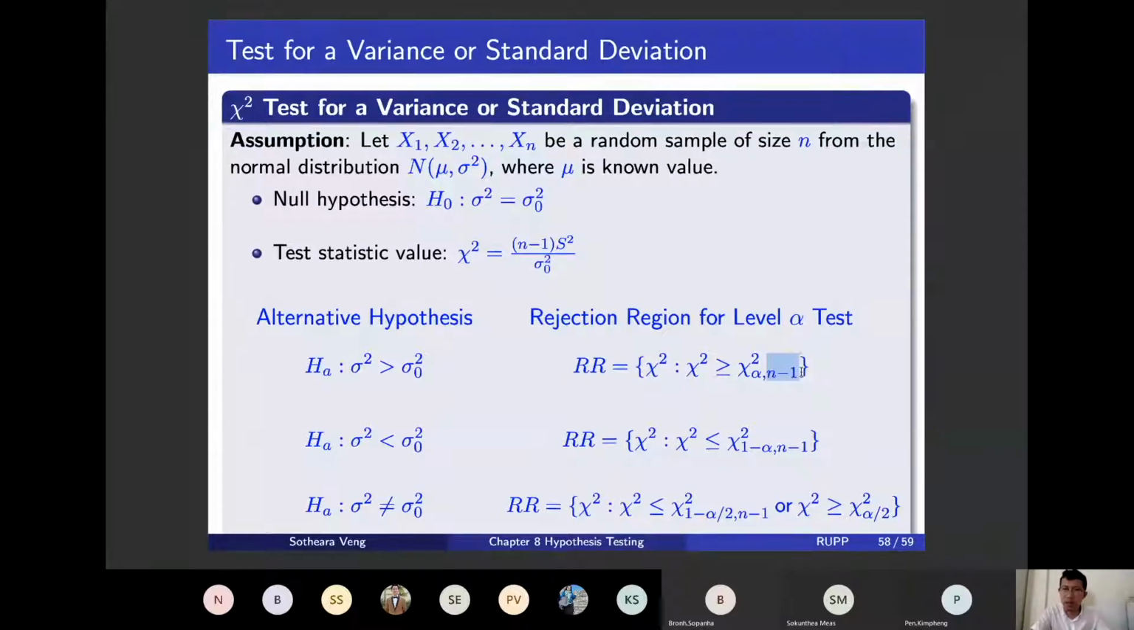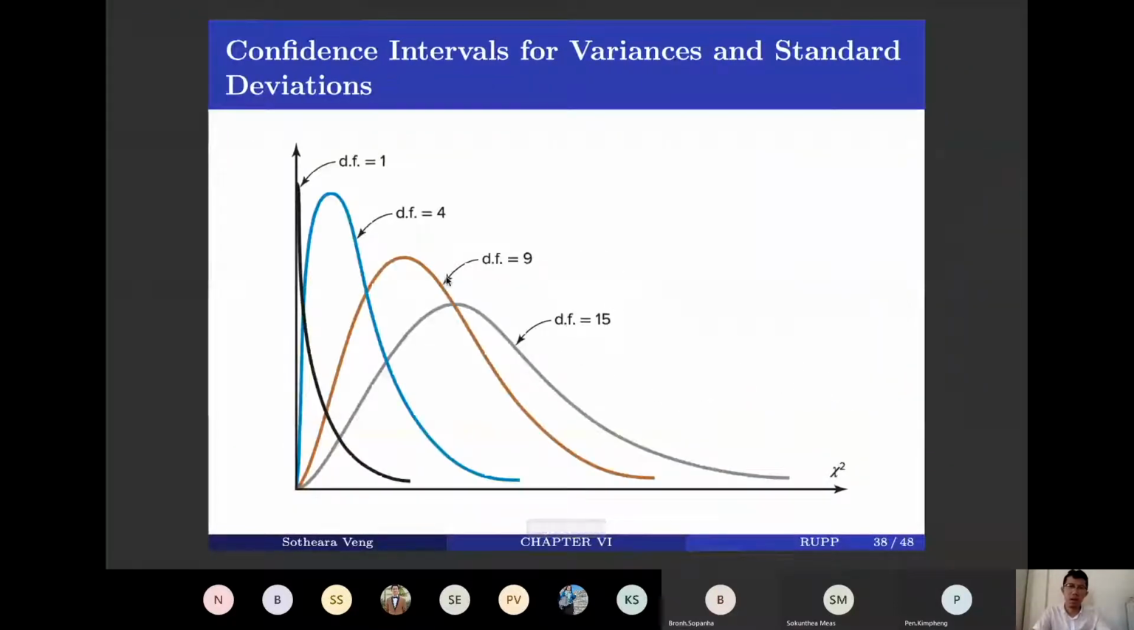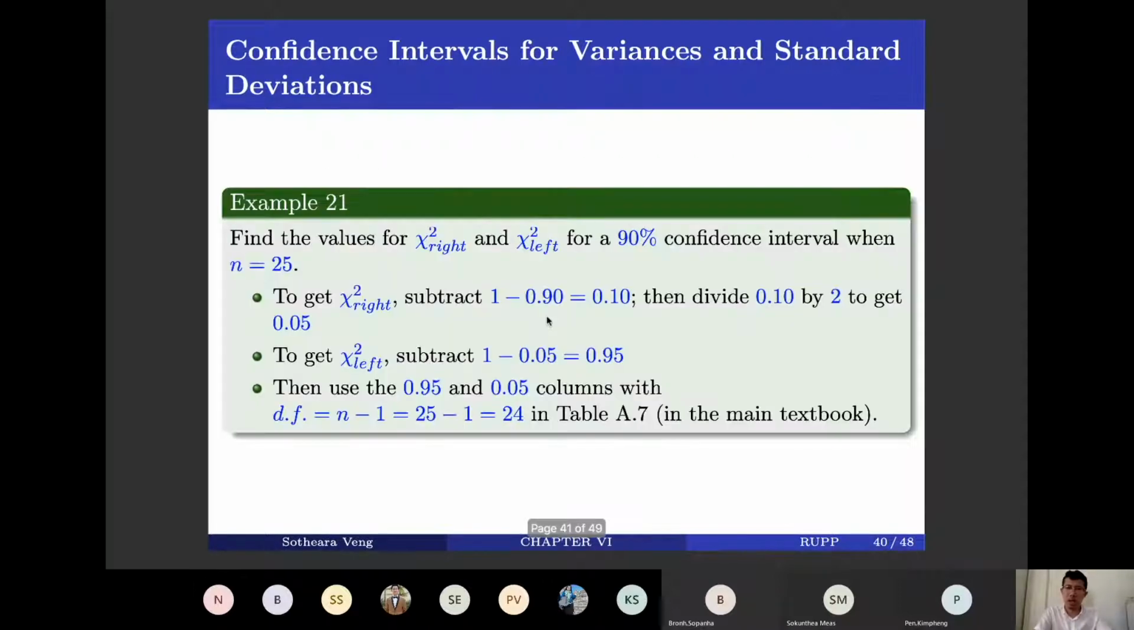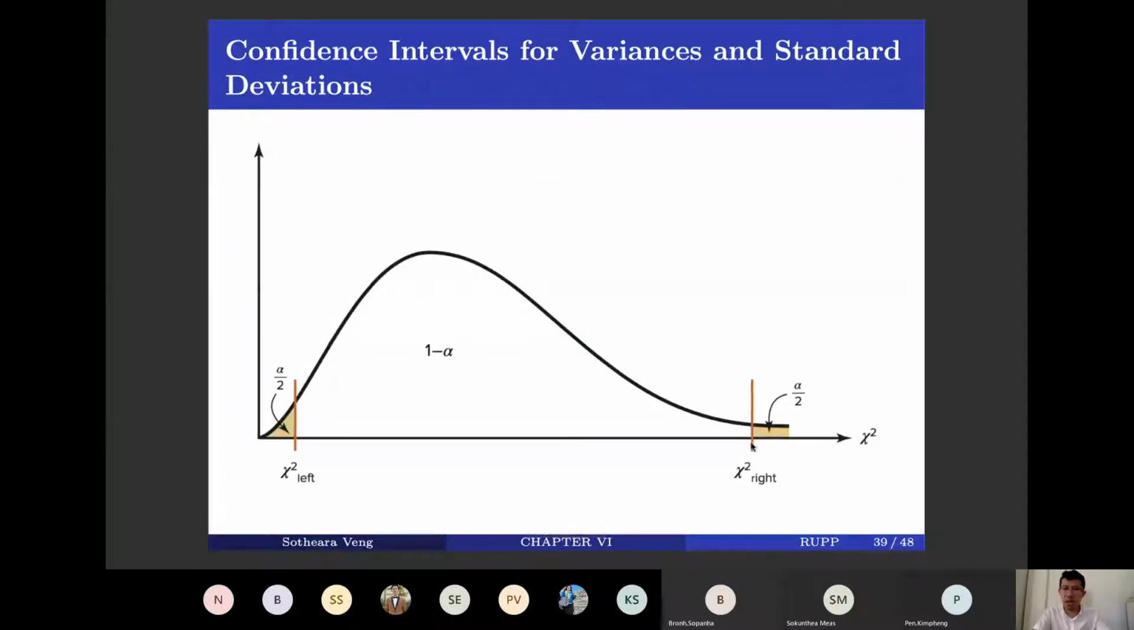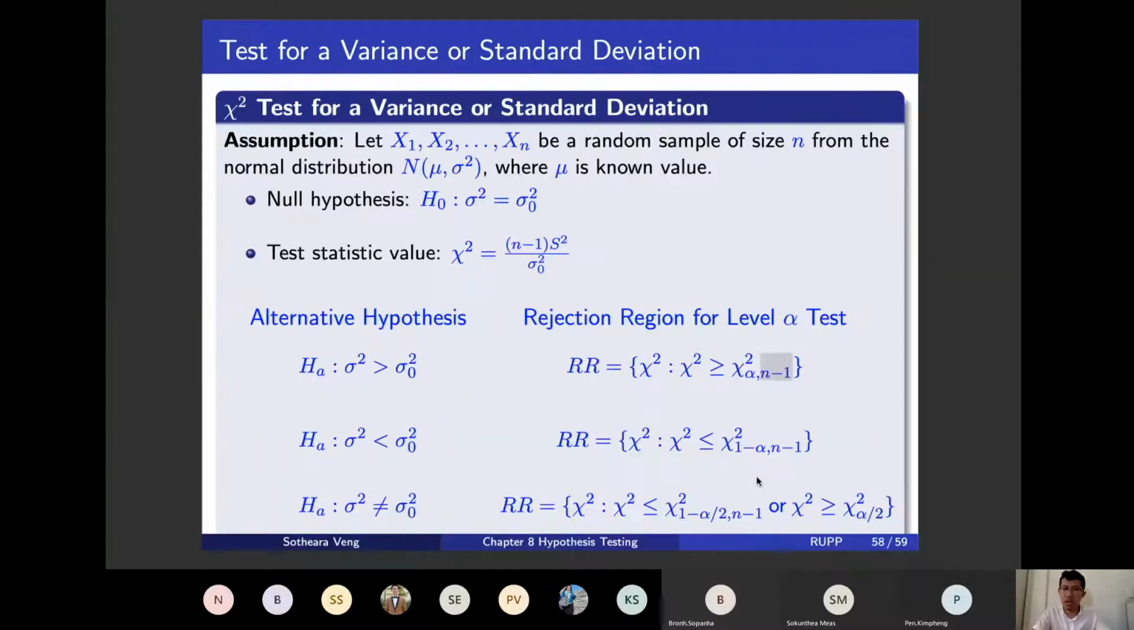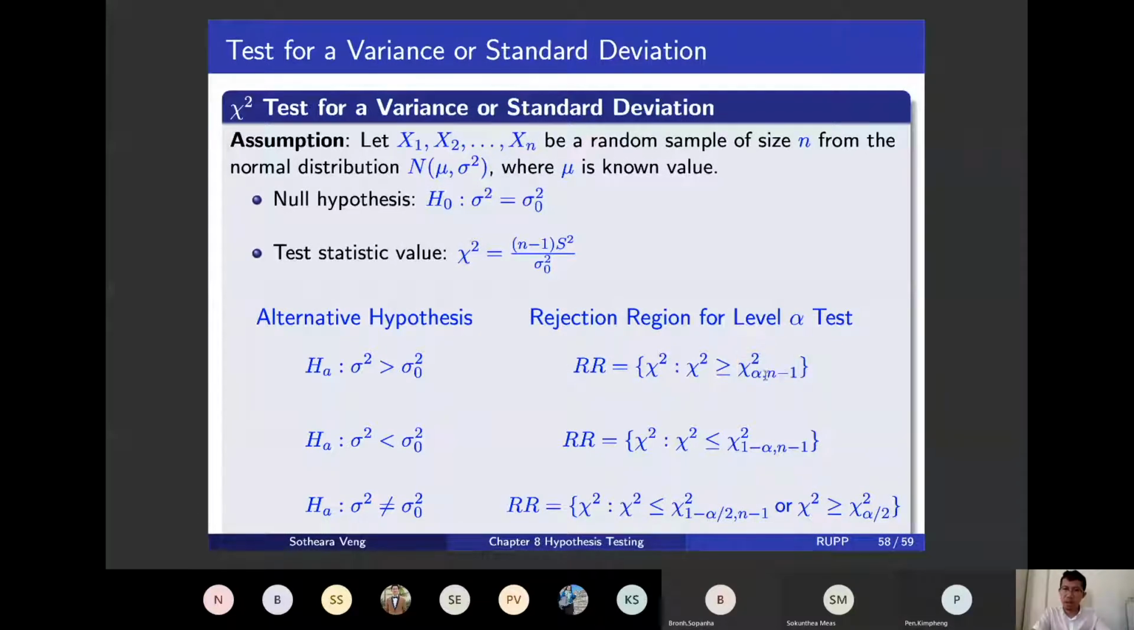N is the degree of freedom, because you may have a lot of chi-square curves when you just specify the degree of freedom. These are several chi-square curves corresponding to 4 different degrees of freedom, right? And the way we define the critical value is in this way. Chi-square right here means the point where the area to the right is alpha, and you have to specify the degree of freedom n minus 1.